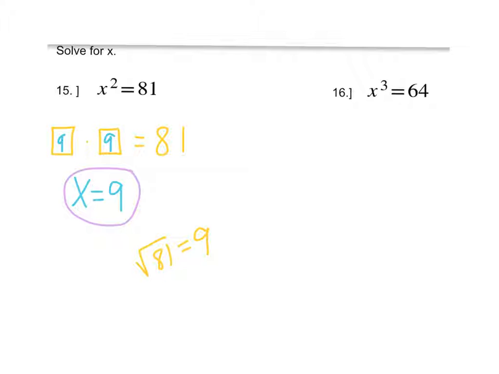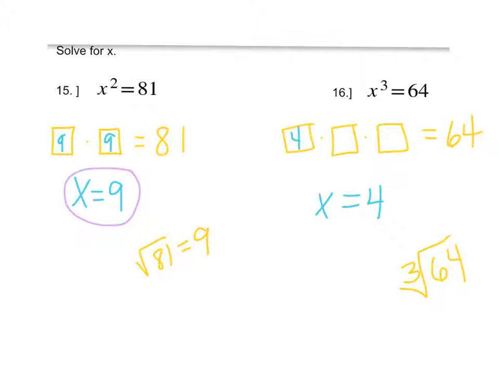Number 16 says x to the third power. So what times what times what is 64. So I could do some guessing and checking, or you could do the cubed root of 64. Oops, I wrote 63 there. And the cubed root of 64 is 4. So x would equal 4, because 4 times 4 times 4 is 64.